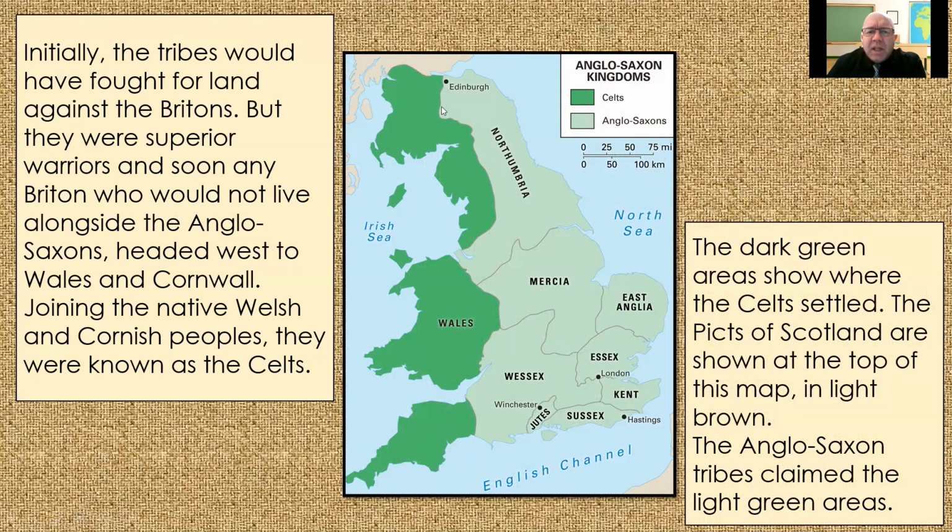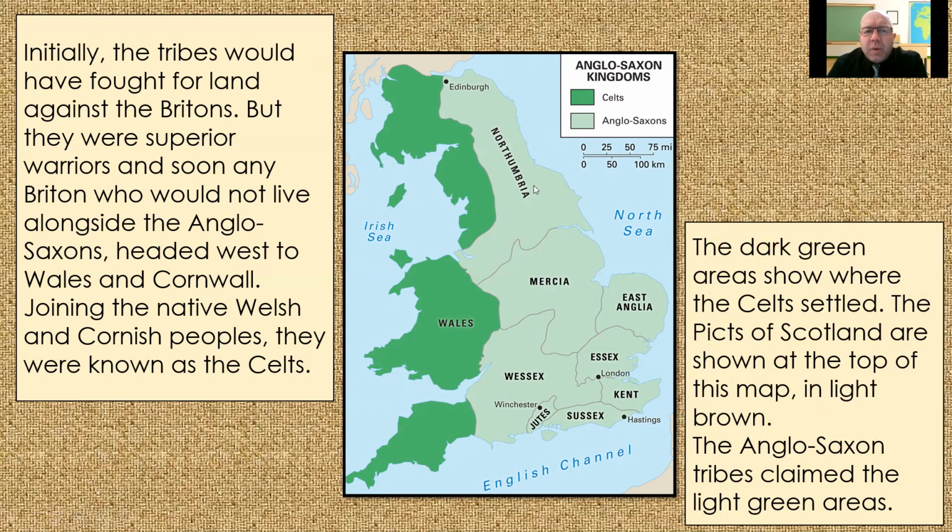There's the Pennines, a line of mountains here, which provided a really good defense to allow the Celts to settle here and make it very difficult for the Anglo-Saxons to cross this mountain range and get to them. So they had a natural protection there of the Pennines, a line of hills and mountains. So that's why the Celts were able to settle here. They stayed in Wales and in Cornwall. But the pale green areas show where the Anglo-Saxon tribes claimed their lands.